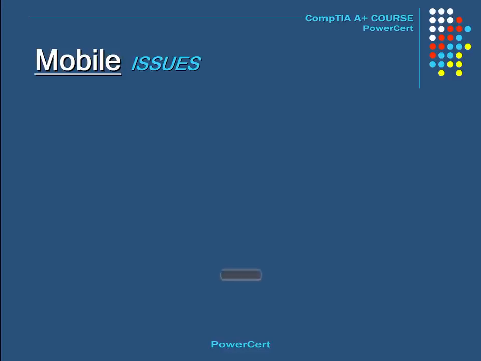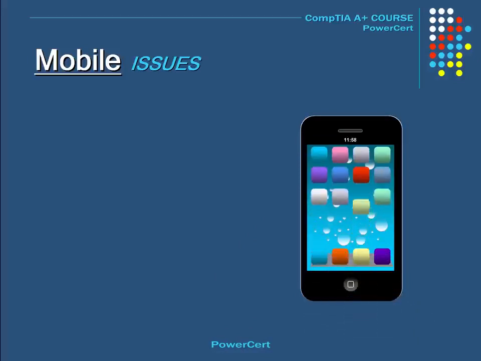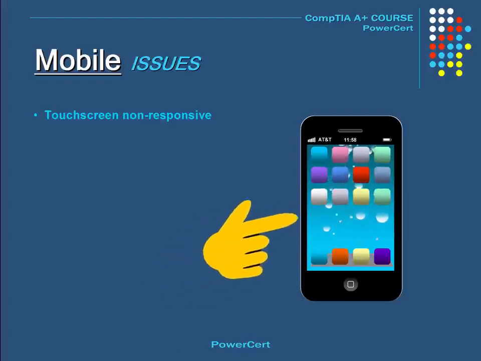You may come across issues when you're dealing with mobile devices such as cell phones. And two of the biggest cell phone operating systems are Apple and Android. A lot of cell phones today are touchscreen, and one of the common problems you may encounter with touchscreens is that sometimes they are not responsive. You touch the screen and nothing happens.